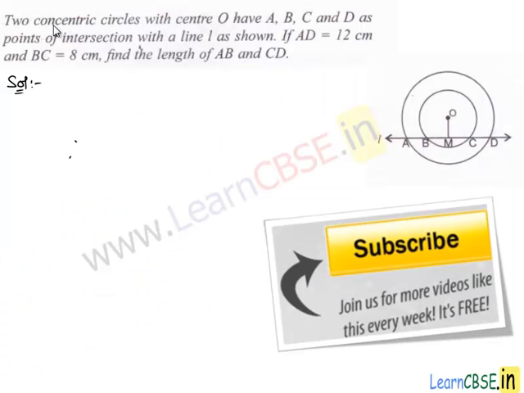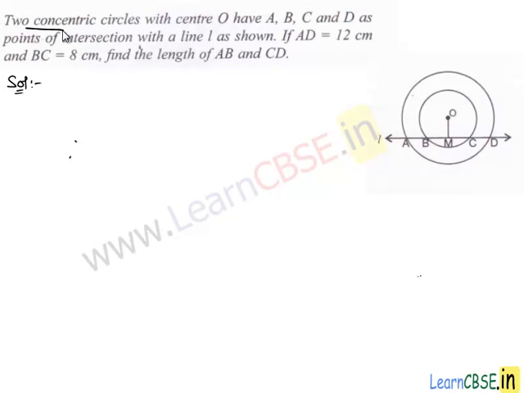Let's move to the next question. In this question, we are given two concentric circles with center O. A, B, C and D are the points of intersection of a line to these two circles. And here the length of AD is 12 centimeters and the length of BC is 8 centimeters, and we have to find AB and CD. Let's work out the problem.